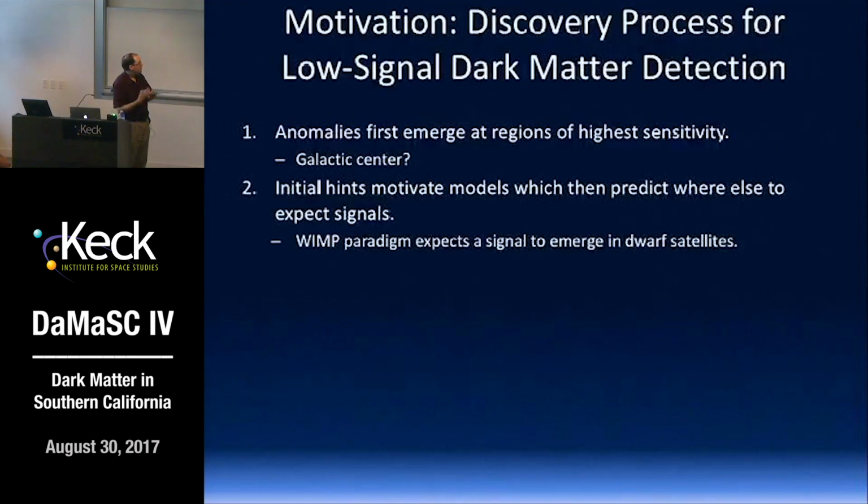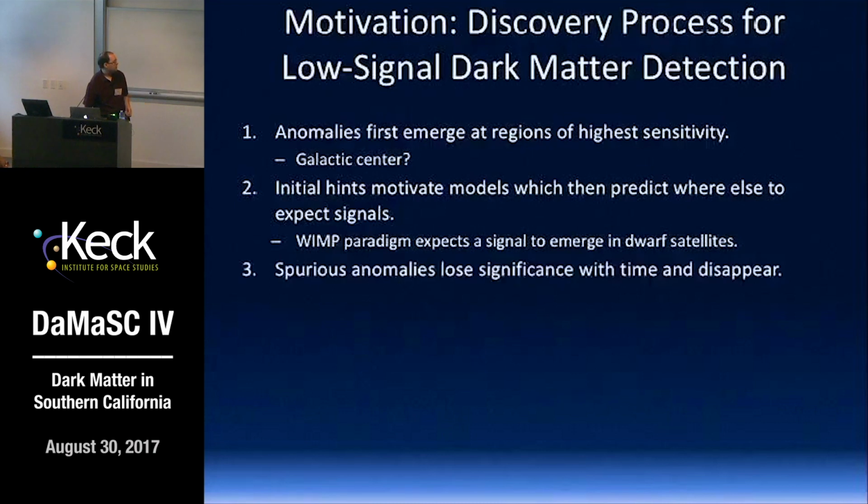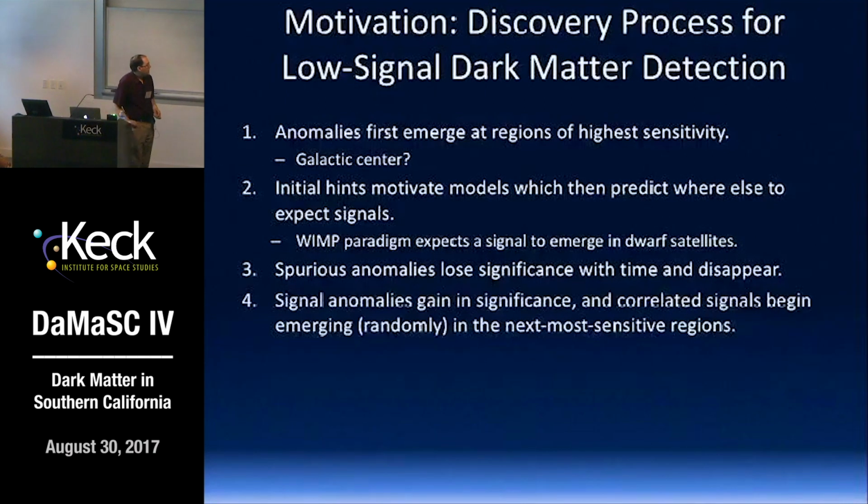These initial hints will motivate models and make predictions. Where else do you expect to see a signal? The WIMP paradigm expects to see signal in dwarf satellites, and so we look there. It's very robust. Then spurious anomalies come up all the time. They go away, so we look, we pay attention. But if it's real, it grows in significance, and we want to pay attention to that. Then correlated signals begin to emerge quite randomly in the next most sensitive regions, and that gives us a lot of information about what we might be looking at here.